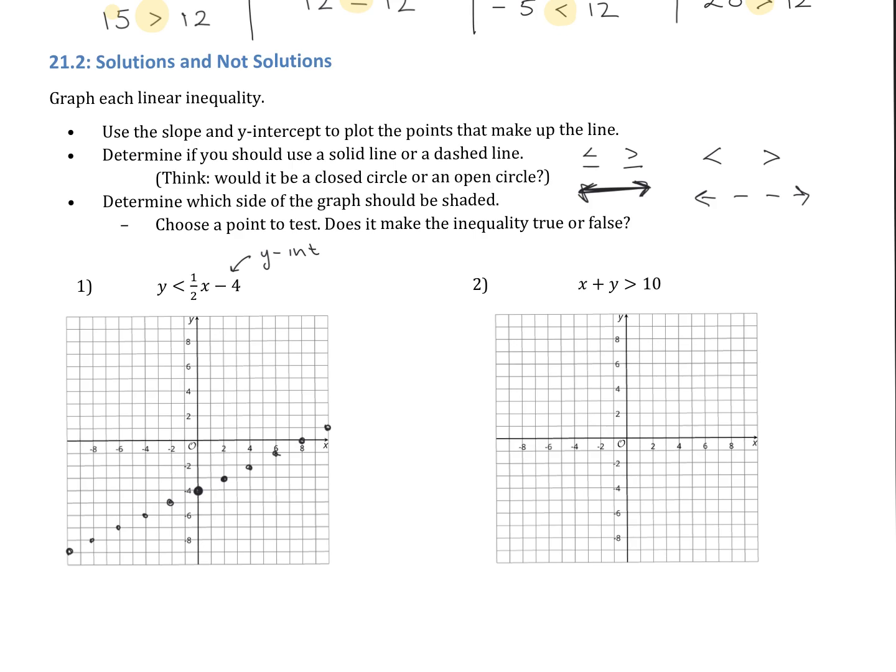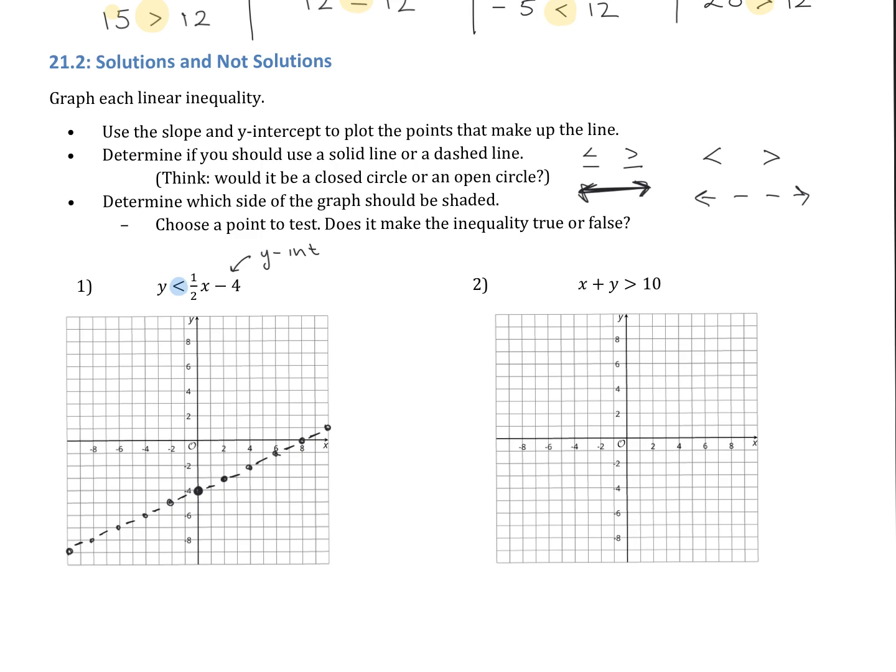So for this one, my inequality symbol says that y is less than 1/2 x minus 4. That tells me it's not equal to 1/2 x minus 4, so this is going to be a dashed line. We're just going to fill in the spaces between the points on our graph. Now one side of this graph is going to get shaded. We're going to shade the side that shows all of the values where y would be less than 1/2 x minus 4.